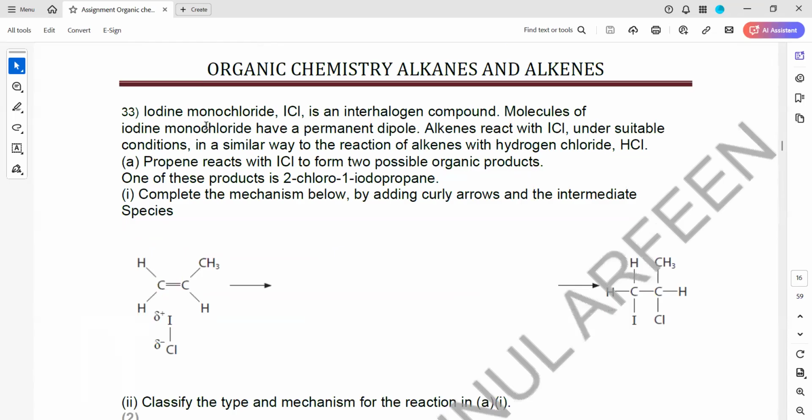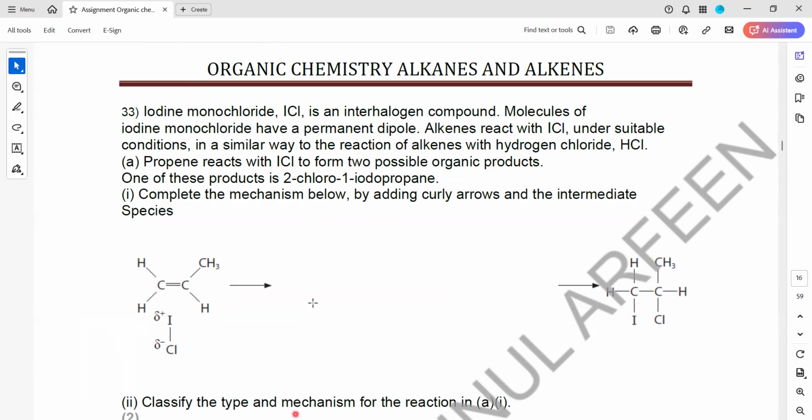So in this question, iodine monochloride, which is ICl, is an interhalogen compound. Molecules of iodine and iodine monochloride have permanent dipoles. The alkenes react with ICl under suitable conditions in a similar way as alkenes react with hydrogen chloride. So the reaction is the same as alkenes reacting with other substances. Propene reacts with ICl to form two possible organic products. One of the products is 2-chloro-1-iodopropane. Complete the mechanism below by adding curly arrows and the intermediate.